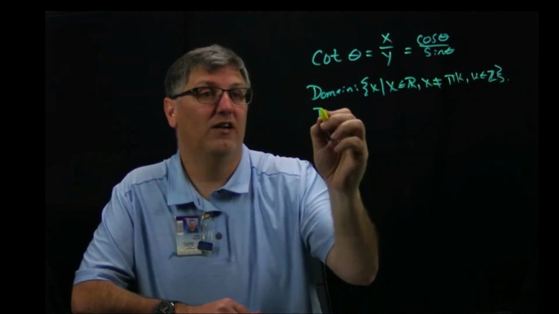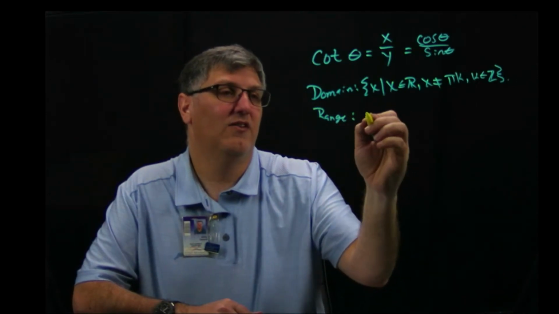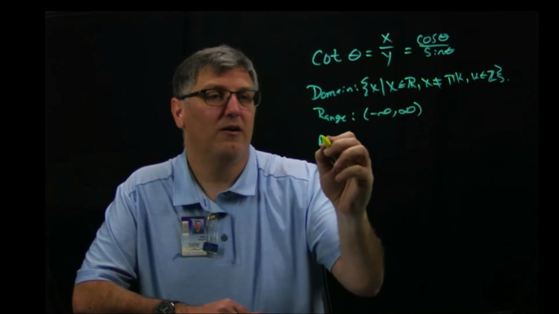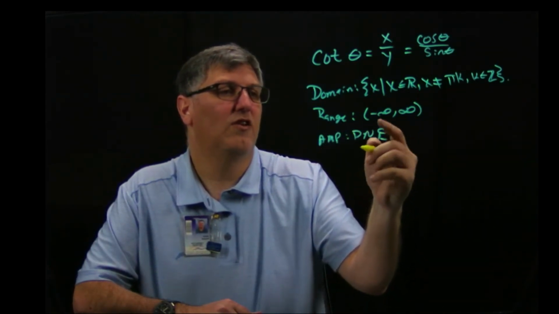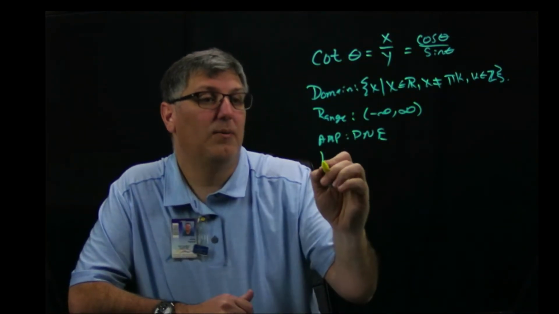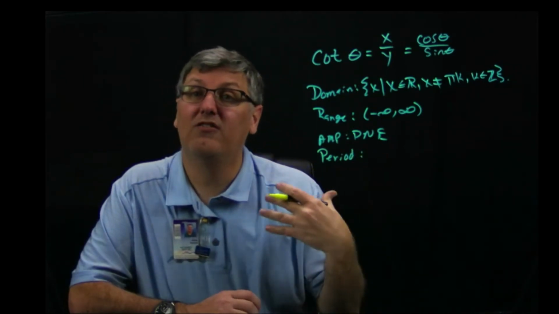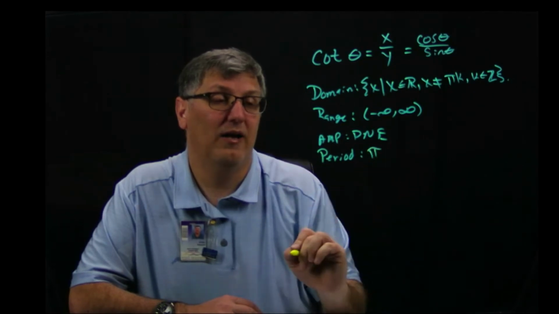All right, my range is the same as tangent. It is all real numbers from negative infinity to infinity. Amplitude, well, this does not exist because there is not a maximum or minimum to this graph. And then my period is exactly the same as the other ratio function tangent, which is just pi.